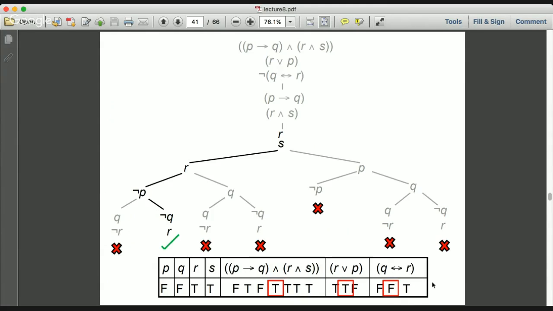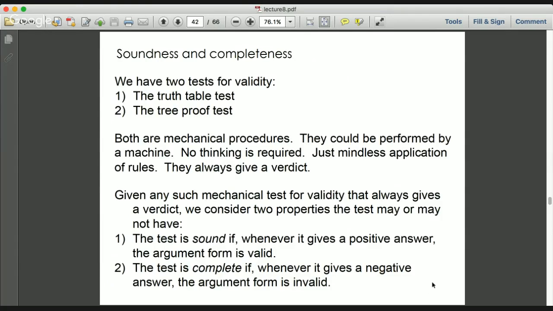Anyway, okay, good. Right, let's talk about soundness and completeness. Okay, so we've got our 2 tests. And we've got our notion of validity, which just means that an argument is valid when, if the premises are true, the conclusion is true. That's just what it means. And we've got our 2 tests. We want to make sure that those tests are adequate to checking for validity. And there's 2 ways that each test could fail.